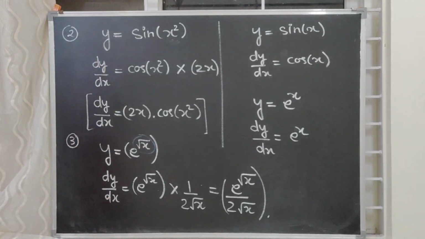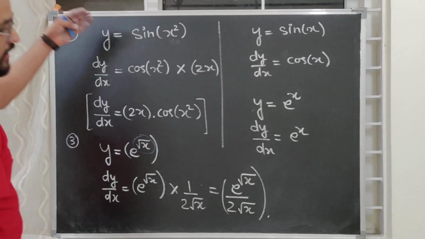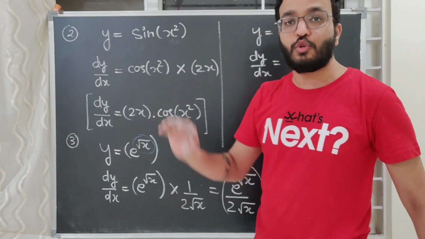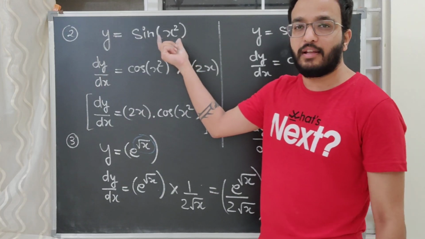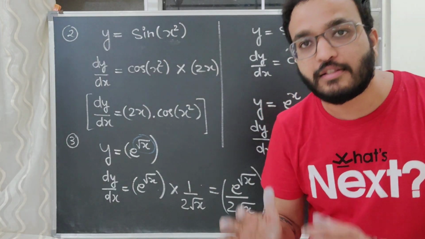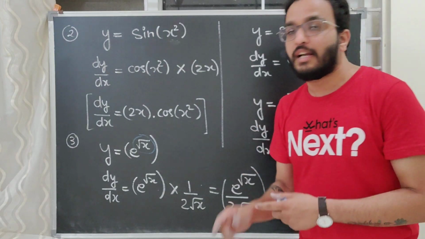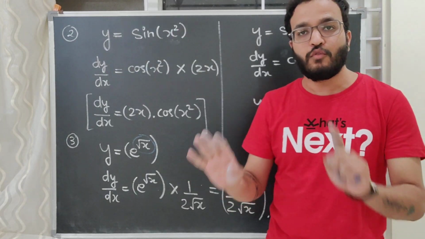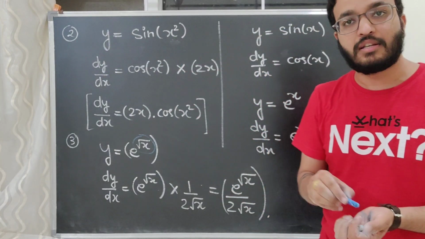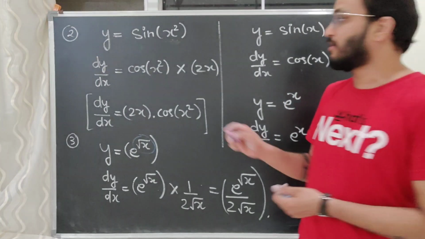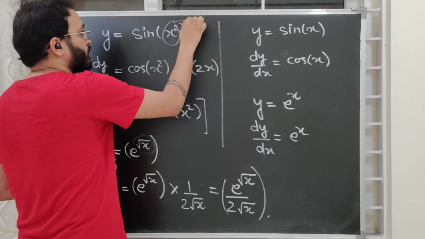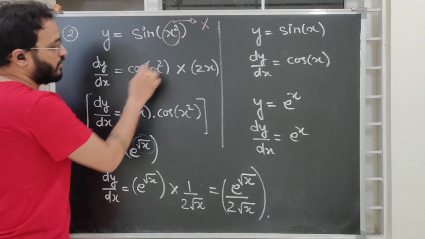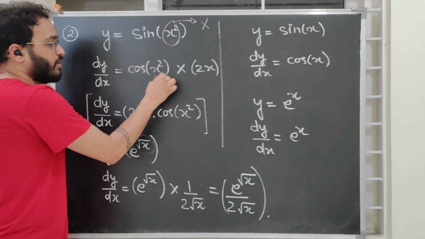Do you get it? Okay, so this is the method. Again I will tell you, suppose sine of x square is given to you and you say, sir, instead of x square, if you could have given us x, then things would have been easy, because the differentiation of sine x is cos x. So you can just imagine that this x square is actually capital X. Then if you differentiate sine of X, it will be cos of capital X, and instead of capital X, you again write x square.